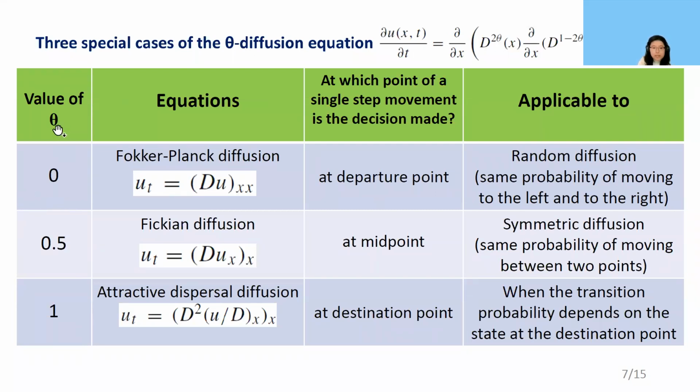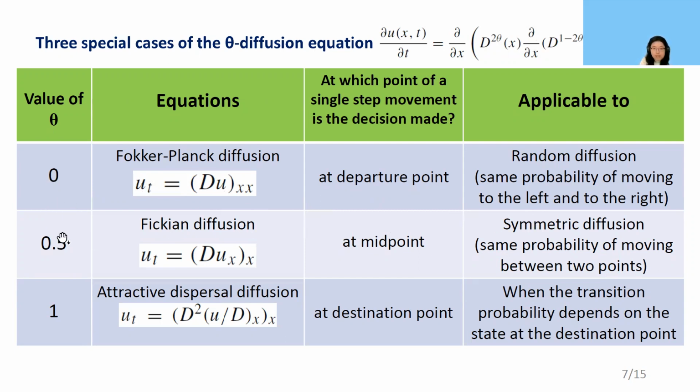First, when theta equals 0, then the θ-Diffusion equation is reduced to this Fokker-Planck diffusion equation. And it is applicable to describing random diffusion. That is when the probability of moving to the left and to the right are equal.